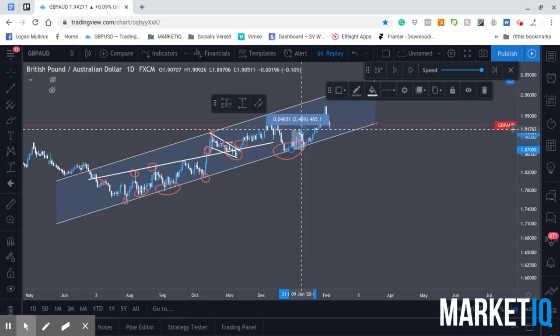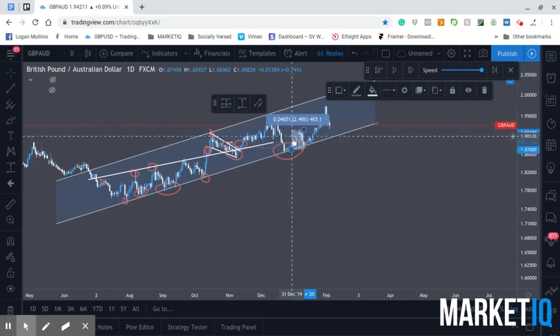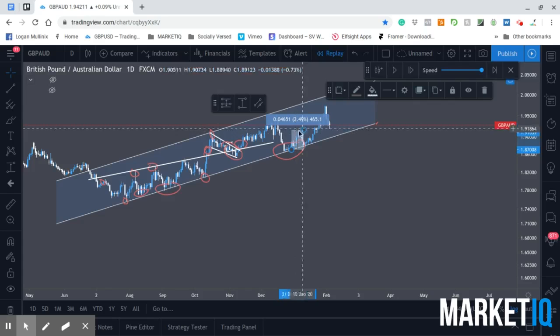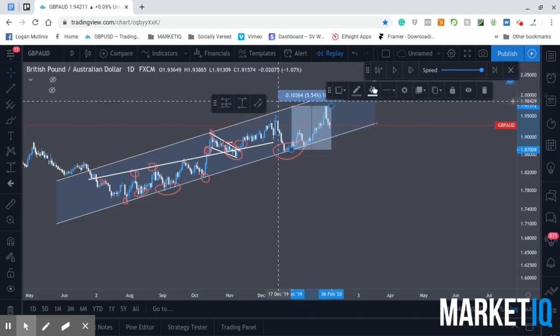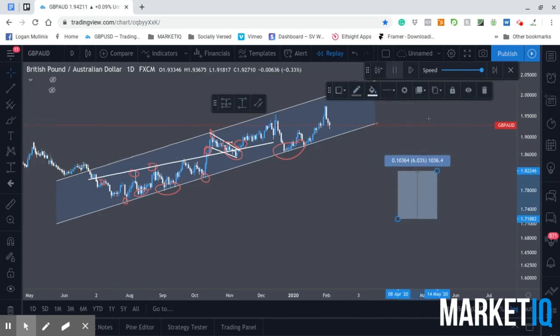If you could catch 456 pips on one single pair in a week, that is a really good trade. Imagine doing that on 3 or 4 different trades. You're up 2,000 pips on just 3 to 4 different pairs. As we can see, the price even kept moving up. So let's continue the replay and see what happens.